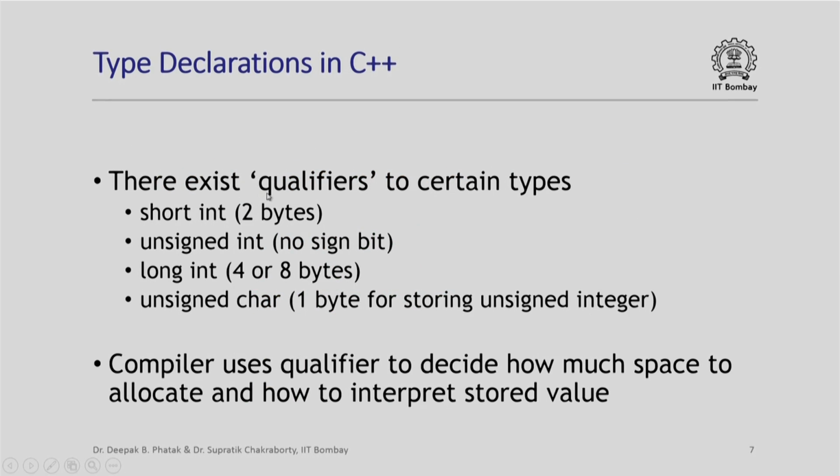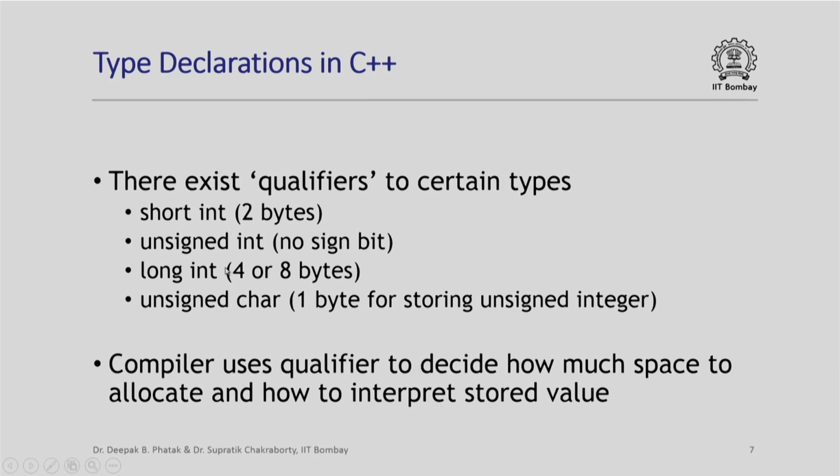Now, you can also use certain qualifiers with types. For example, I could say short int, which basically says I am going to store an integer, but I am going to just need 2 bytes to store the value of this integer. An unsigned int is basically an integer, but I want to treat it as an unsigned number. I do not want a sign bit for this integer.